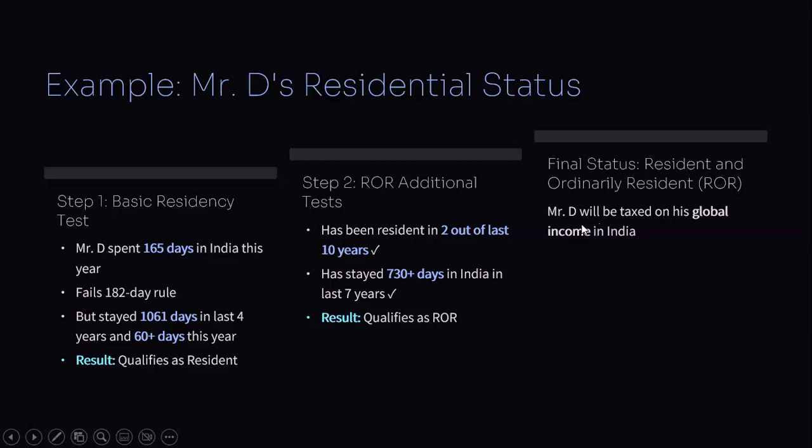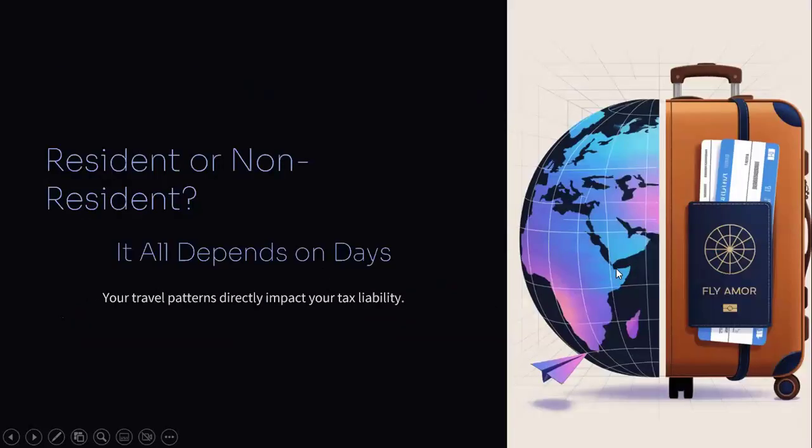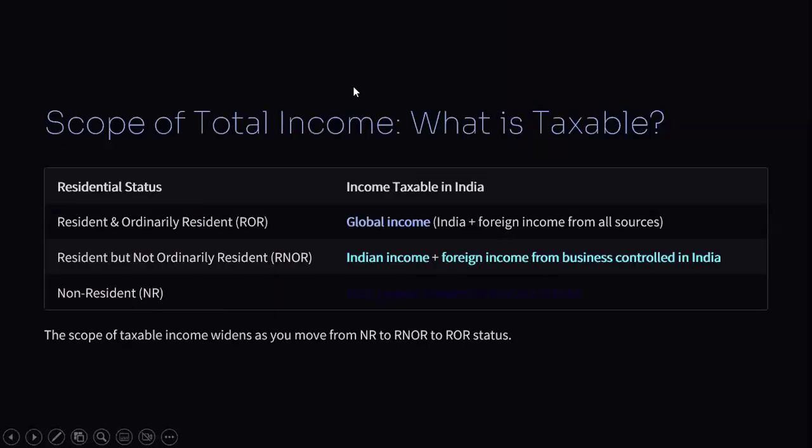But in the third case, Mr. D was taxed on his global income in India if he is a resident. So what I check: his basic condition he is meeting, his additional condition he is meeting. So he is a resident and ordinary, and so he is taxed in India. Then what is a non-resident? It all depends on your days. How many days you are in India, how many days you are out of India, that will decide your residential status.